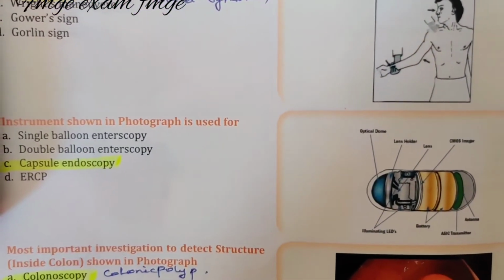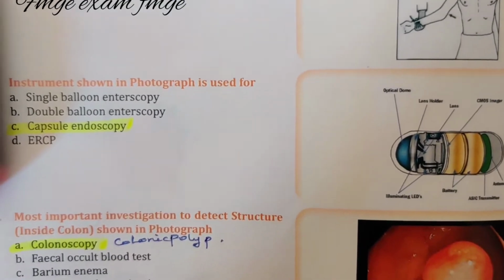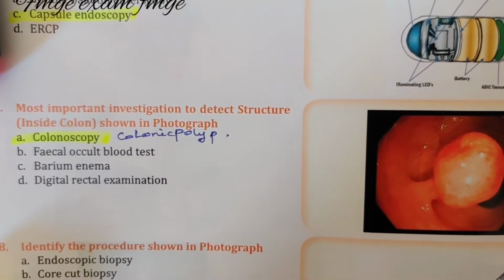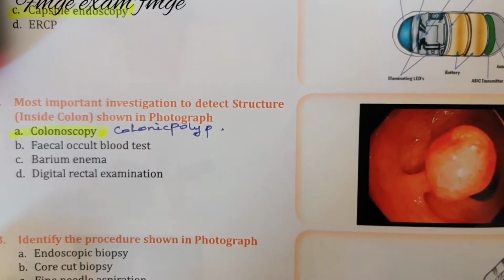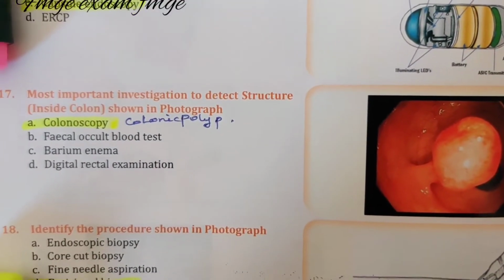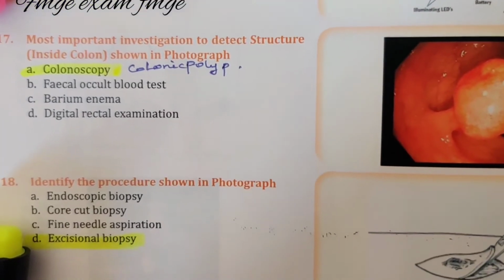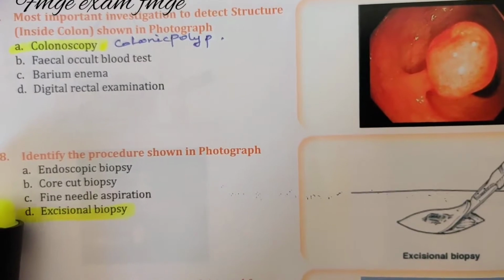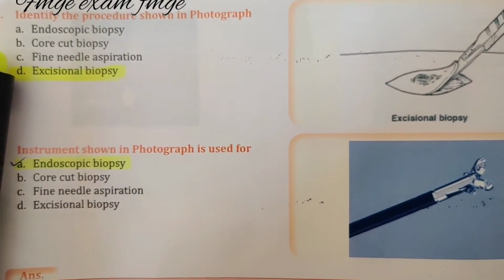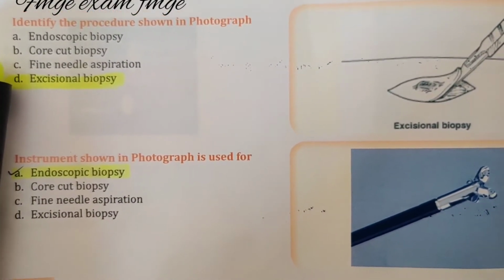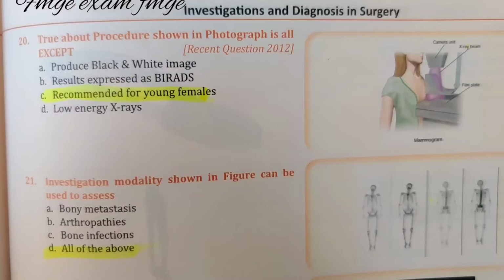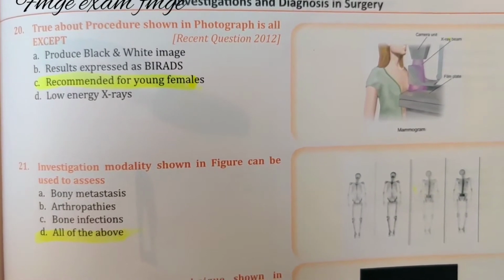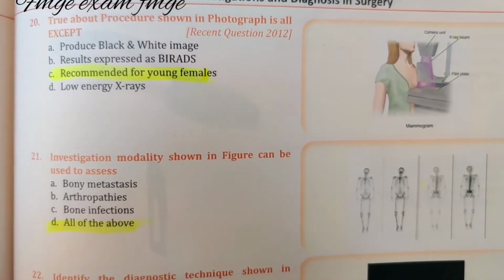Instrument shown in the photograph is used for capsule endoscopy. Most important investigation to detect a lesion inside the colon shown in the photograph is colonoscopy, colonic polyp. Identify the procedure shown in the photograph: excisional biopsy. Instrument shown in the photograph is used for endoscopic biopsy. True about the procedure shown in the photograph in all except recommended for young females.